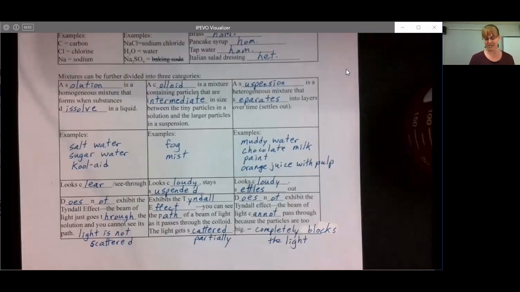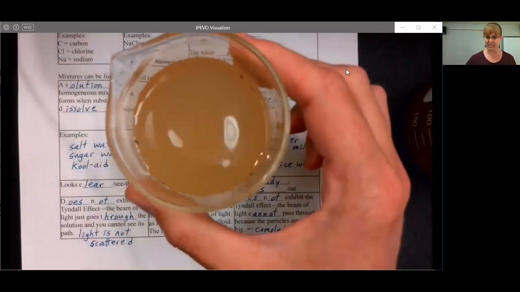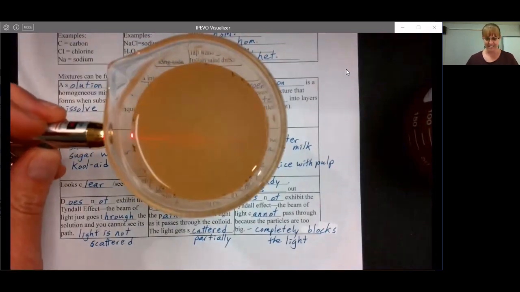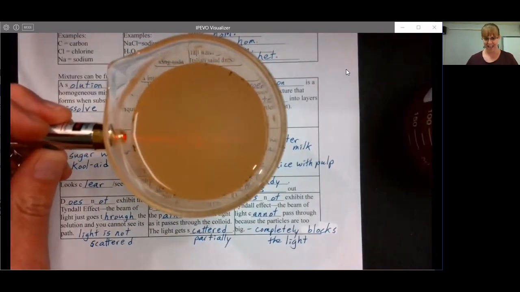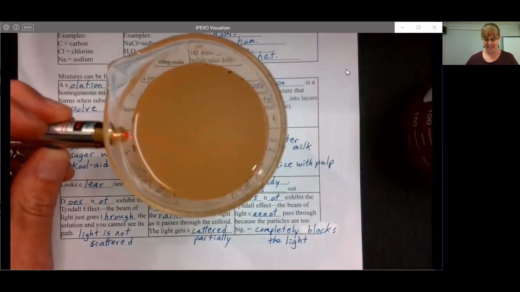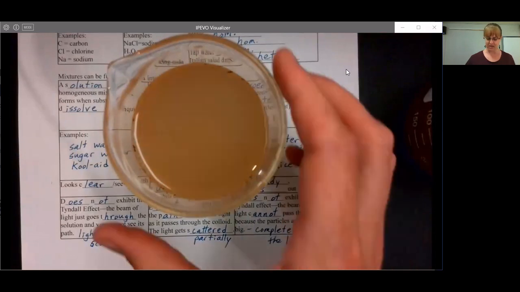Finally, a colloid is a mixture that's kind of halfway in between homogeneous and heterogeneous. The particles are medium-sized. They're big enough that they scatter light, but they're small enough that they never settle out. So here's an example of a colloid. It's muddy water that's been sitting for a while. And when you shine the light, you can see the path that the beam of light takes through the water. And so that is a colloid.